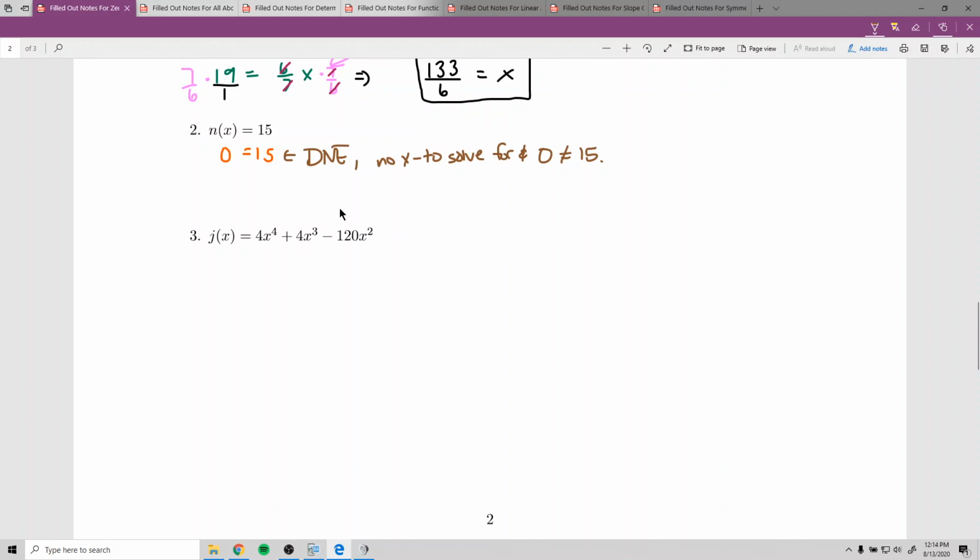All right, so number 3, we've got j of x equals 4x to the fourth plus 4x cubed minus 120x squared. Once again, we replace the function name with 0, and we solve for x. Here we have different powers of x, so you're going to want to try to factor it. The first thing to do is definitely find a common factor and factor that out.